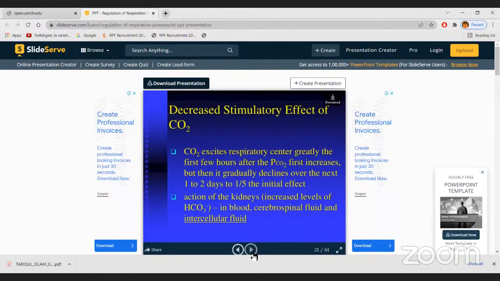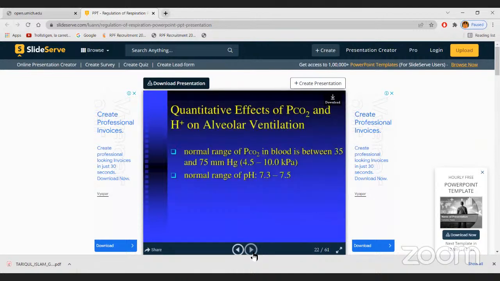The effect of CO2 on the respiratory center is greatest in the first few hours after the PCO2 first increases, but then gradually declines over the next 1 to 2 days to about one fifth of the initial effect. This is due to the action of the kidneys, which increase the level of bicarbonate in the blood, cerebrospinal fluid and intracellular fluids.